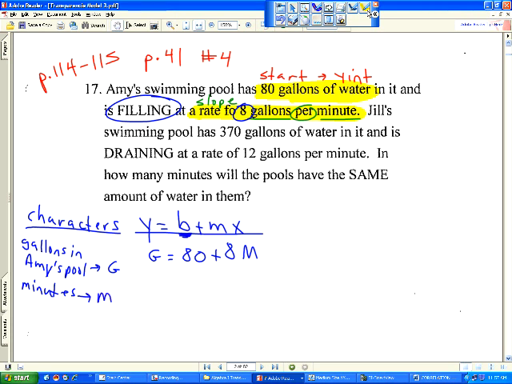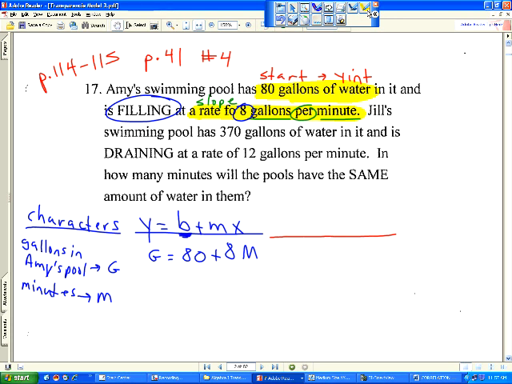Y equal b plus mx, a formula word. But see what we're doing? We got 2 word sentences. We got 2 characters. We need more word sentences, right? So we got to keep reading.